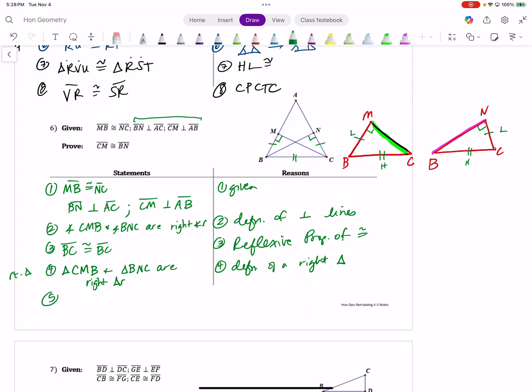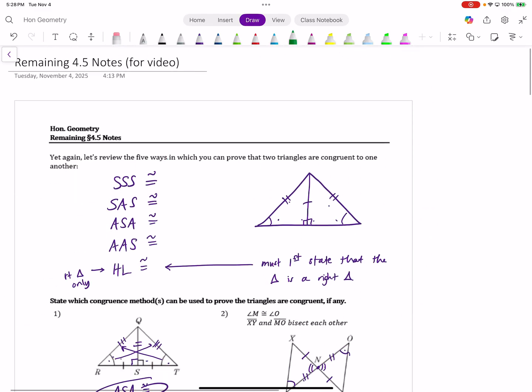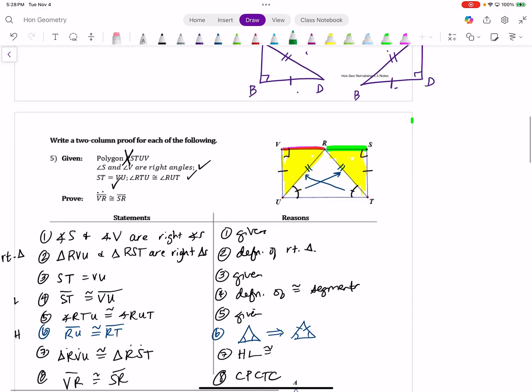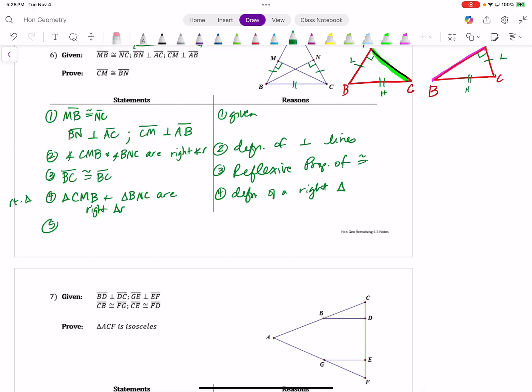Have you noticed, I know I'm stopping and switching gears all of a sudden, that there's always 5 things you have to show? Like, you have to show side, side, side; side, angle, side; angle, side, angle; angle, angle, side; right triangle, then hypotenuse leg. There's always got to have those 3 things before you can say the triangles are congruent. And they have to be spelled out explicitly, not just marked up and known.